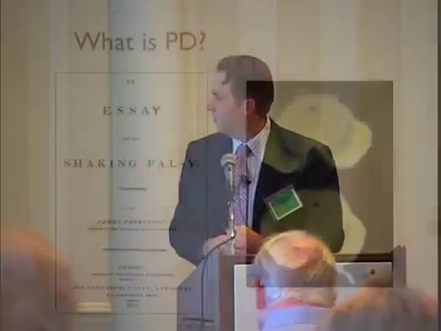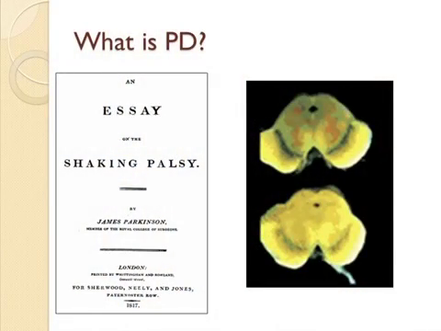Next slide. So this is a picture of, first, the original essay written by James Parkinson in the early 1800s that described initially what was called the shaking palsy, which some people have heard that term. But this was the original description of Parkinson's disease. And this picture on the right is actually a slice from a part of the brain called the midbrain, which is deep down in the brain. And in this structure, you see the dark area. And that dark area is the substantia nigra. That's the part of the brain that makes the dopamine.